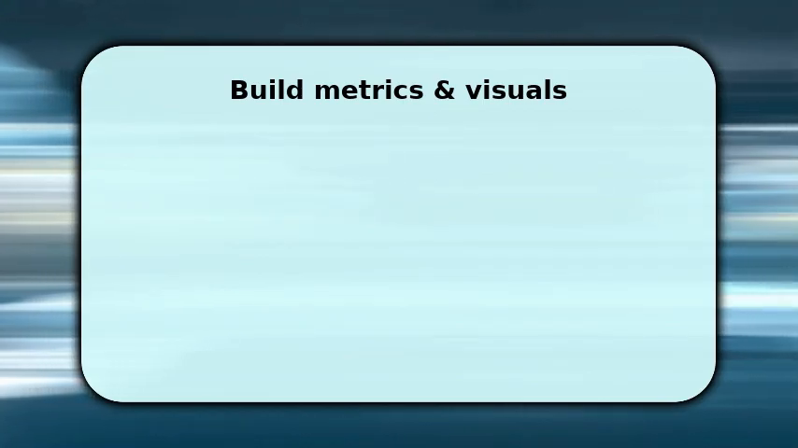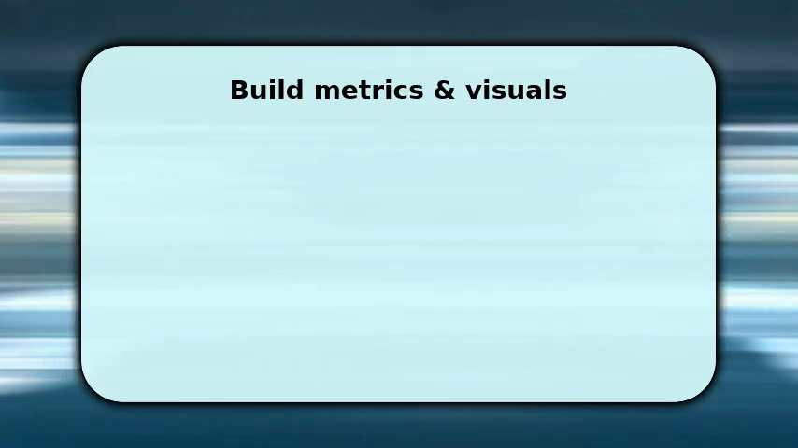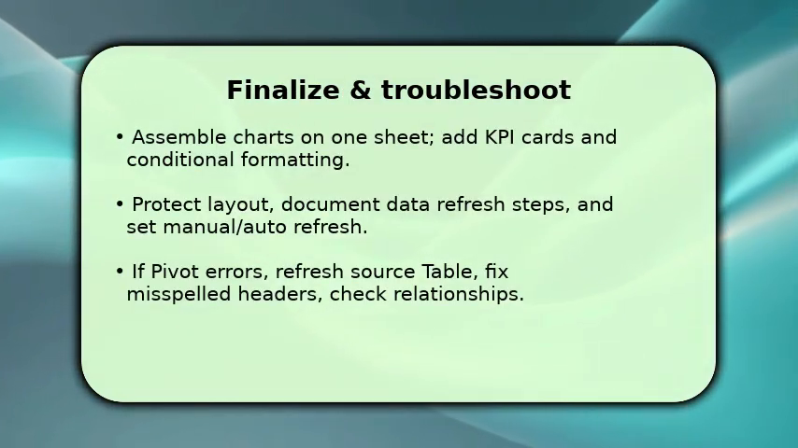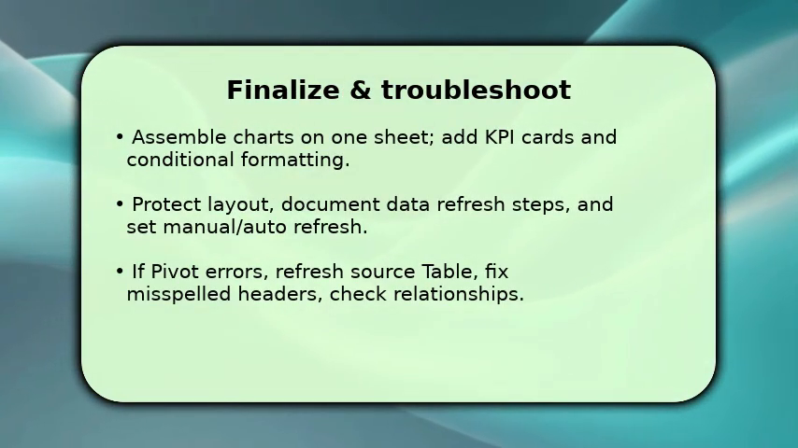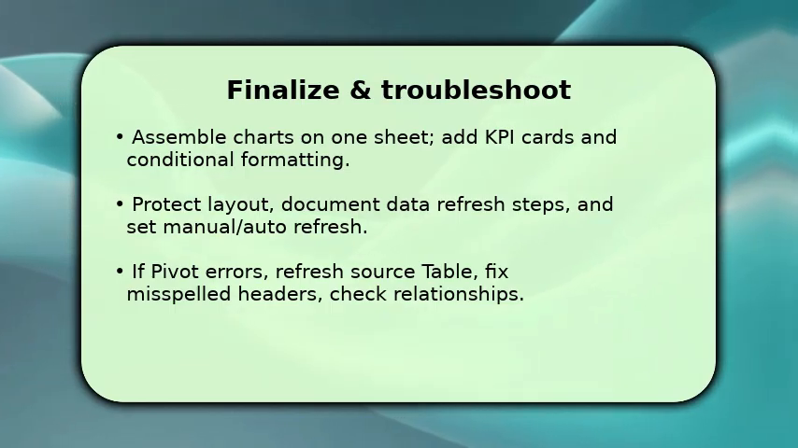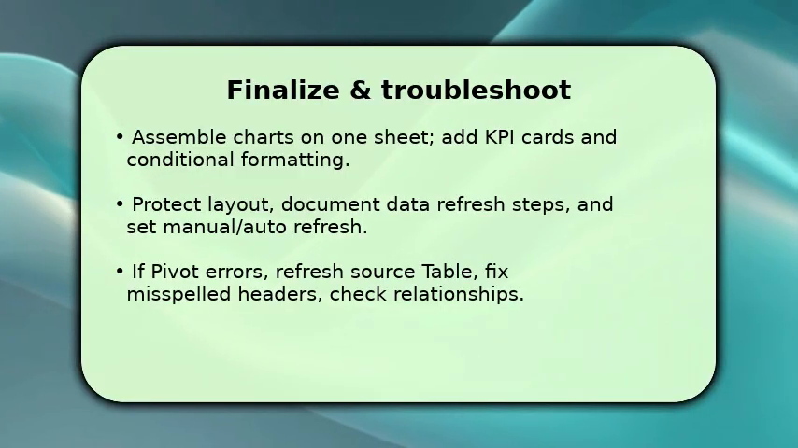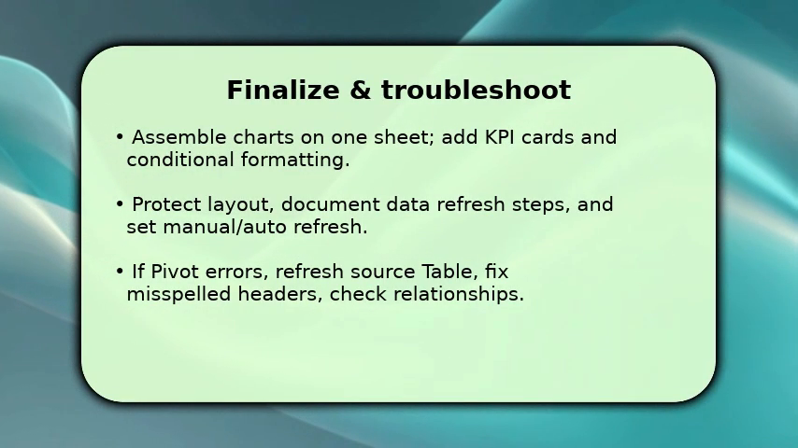This lets you drill by department or period. Make sure to format numbers and axis labels for quick comprehension. Finally, arrange charts, KPI cards, and slicers on a single dashboard sheet and align for visual hierarchy so viewers read top to bottom. Add conditional formatting for at-a-glance alerts and lock the layout with sheet protection while keeping slicers editable.